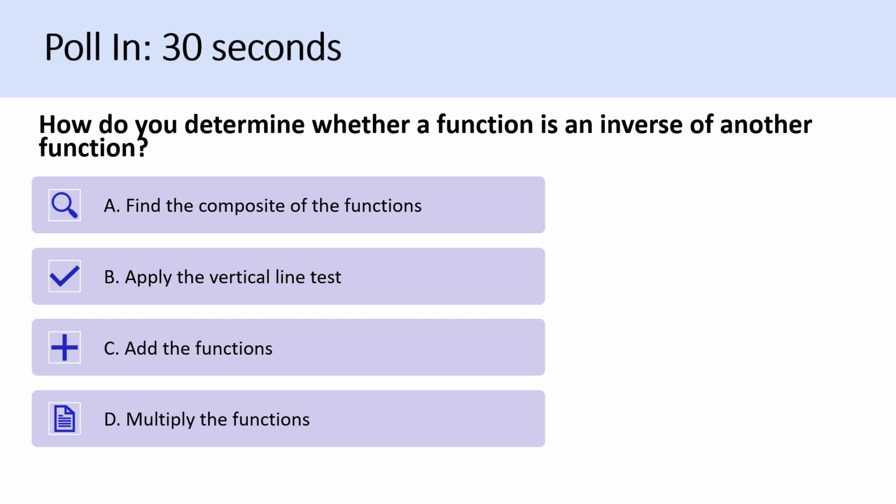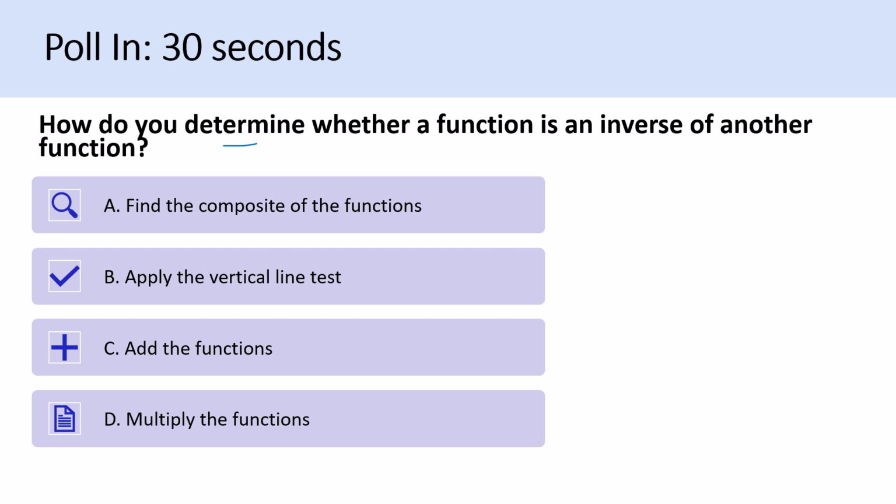All right, poll in. How do you determine whether a function is an inverse of another function? Find the composite of the functions, apply the vertical line test, add the functions, or multiply the functions. You can pause the video if you want to answer and then come back to check to see if you're correct.